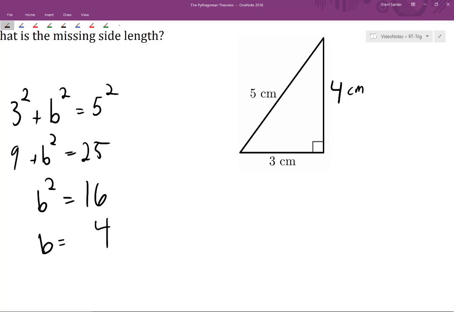We can use the Pythagorean theorem in a lot of contexts. Basically, whenever we have a right triangle and we want to relate the side lengths of the right triangle, we can always use the Pythagorean theorem. It becomes a very powerful tool.